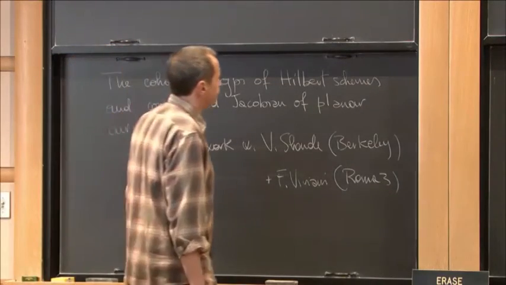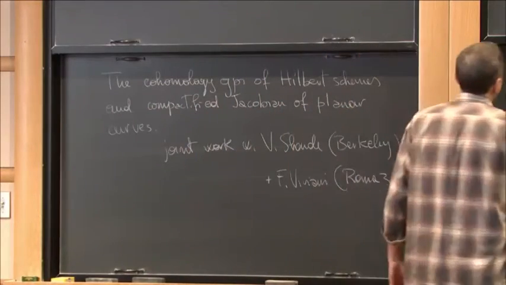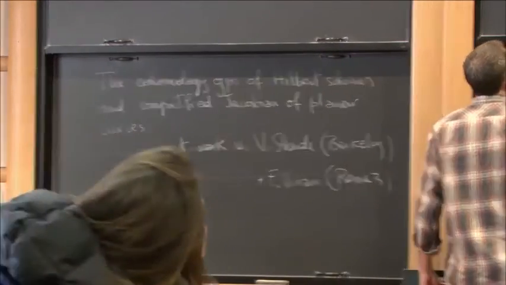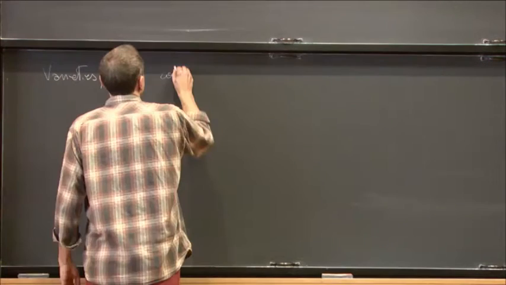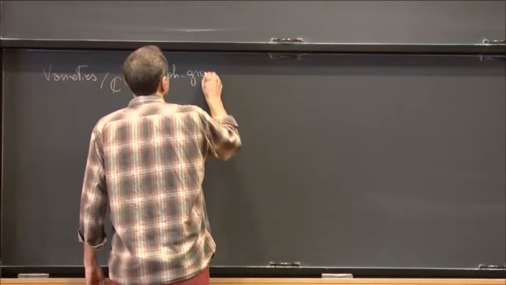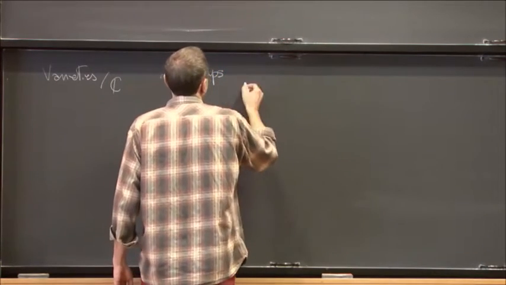So to say that all varieties are over C, and the groups are with rational coefficients.